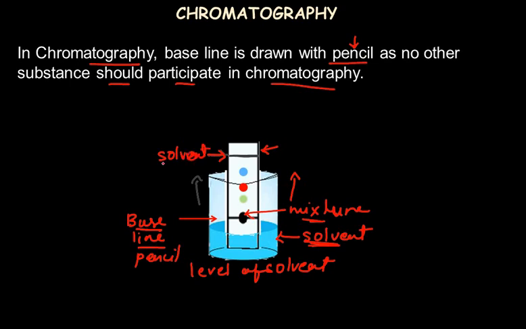So the solvent front is the level, or the distance, at which the solvent has traveled, which is always going to be greater than that of the mixture or the substances under analysis. So this is how we note down everything. After this, you can take out the chromatography paper, and then we are going to measure the distance traveled by these different spots.